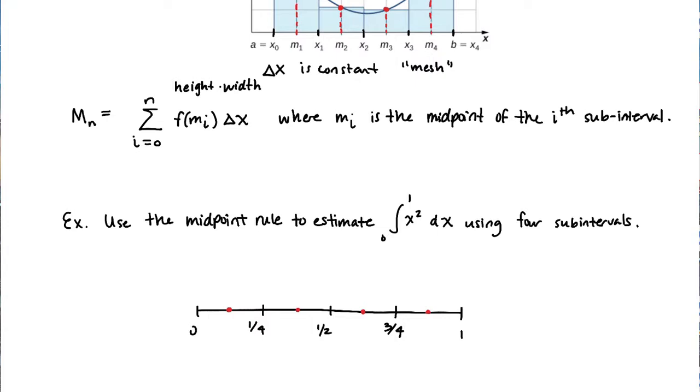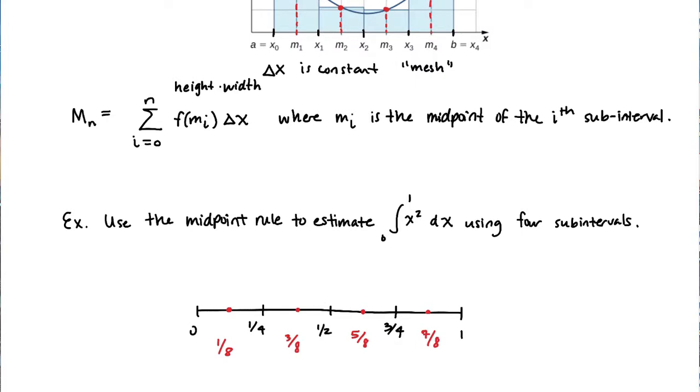The midpoints would be 1/2 of 1/4, which is 1/8, and then halfway between 1/4 and 1/2 we would have 3/8, and then halfway between 1/2 and 3/4 we'd have 5/8, and then halfway between 3/4 and 1 we would have 7/8.